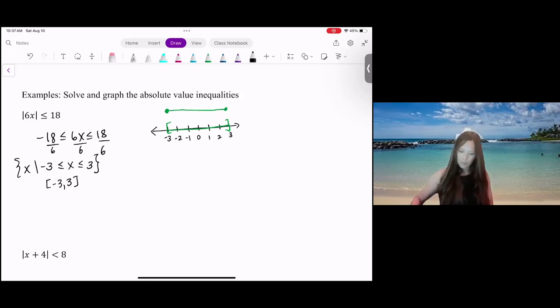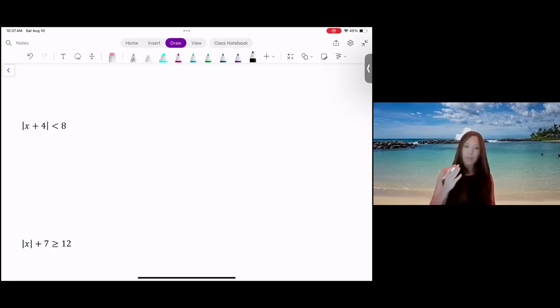Okay, moving on to the next problem. I have the less than symbol here, the inequalities on the left. I'm good to go. I can go ahead and solve this as an and compound inequality with negative 8 is less than x plus 4 is less than 8. Subtracting 4 from each of those terms, I have negative 12 is less than x is less than 4.